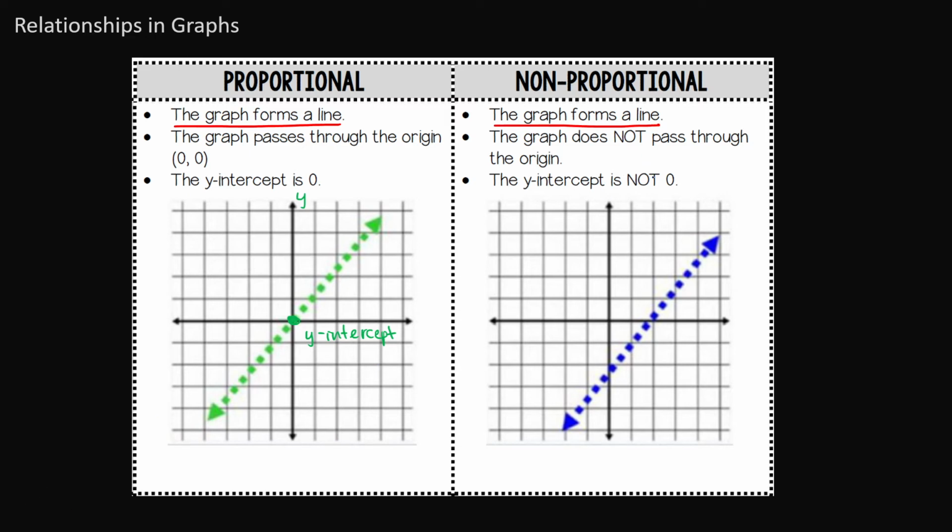In a non-proportional graph, the graph does not pass through the origin. Basically, that means the y-intercept is anything except for 0. So if I look at this particular graph, I can label the y-intercept. The y-intercept on this graph is -2. So since it's not passing through the origin, it is non-proportional.